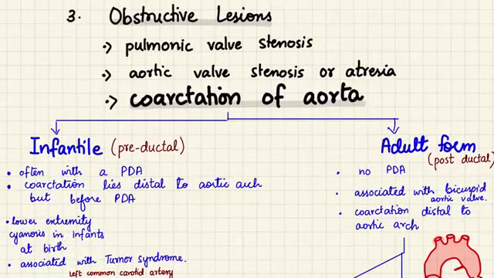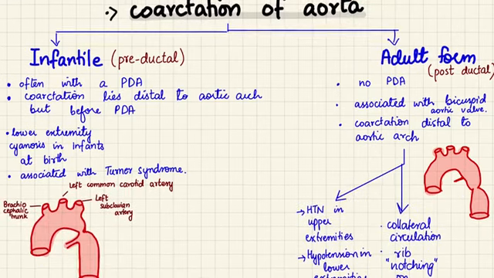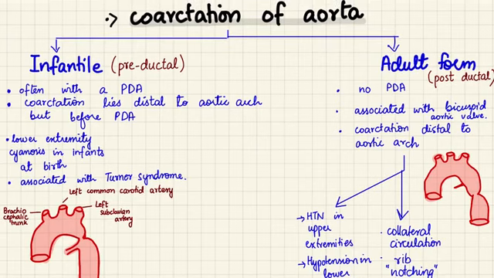And lastly, the third type of congenital heart defects are obstructive lesions. We can have pulmonary valve stenosis, aortic valve stenosis, or complete atresia, and coarctation of aorta. Now, there are two types of coarctation of aorta. First is the infantile form, which is preductal, and the other is the adult form, which is postductal. We call it ductal, but there is no PDA in this case.